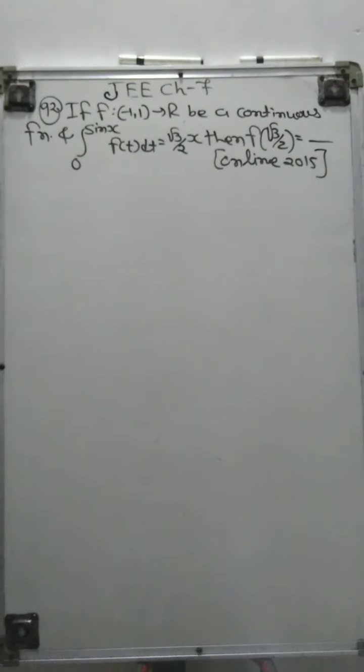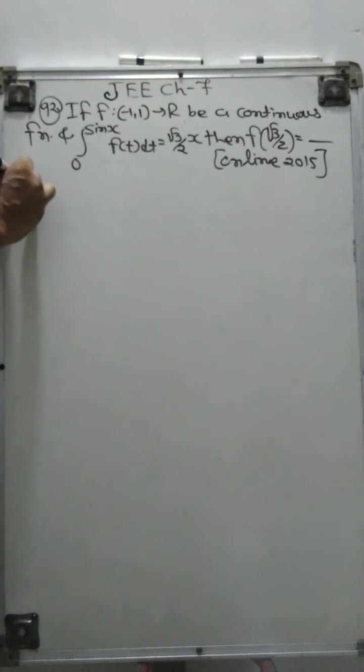If f from minus 1 to 1 to R be a continuous function and integration 0 to sin x, f(t) dt is equal to root 3 by 2 x, then f(root 3 by 2) equal to dash. This is an online 2015 JEE question.